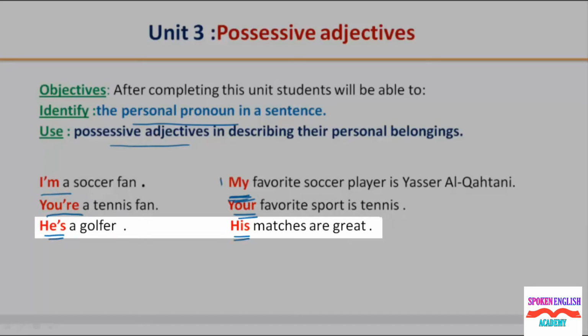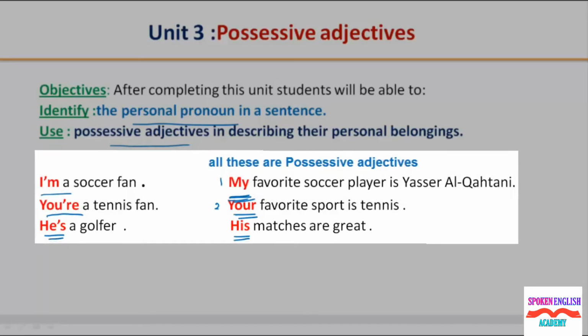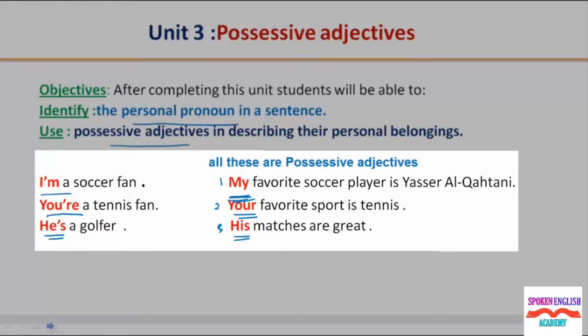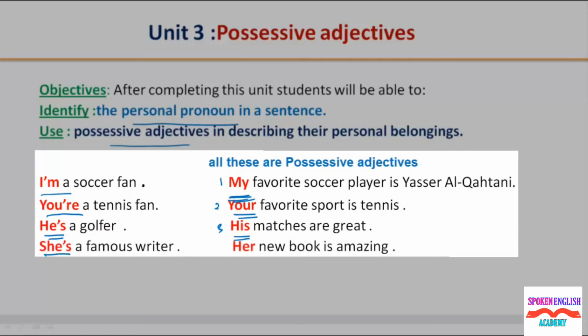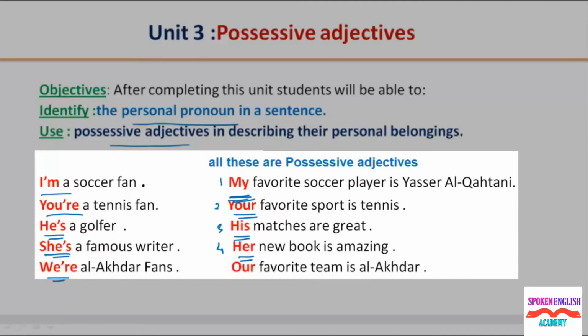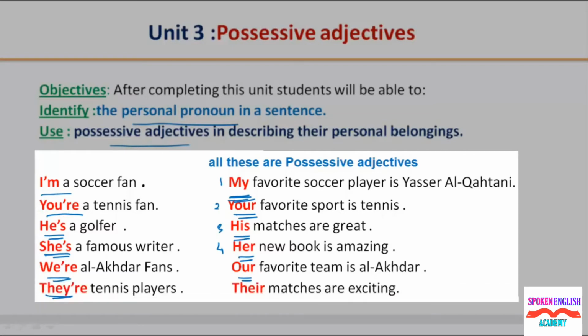Okay, so all these are possessive adjectives. She is a famous writer. Her new book is amazing. We are Al Akhdar fans. Our favorite team is Al Akhdar. They are tennis players. Their matches are great. Their matches are exciting. So these are the common possessive adjectives.